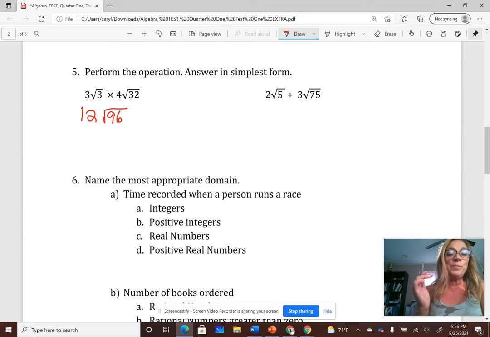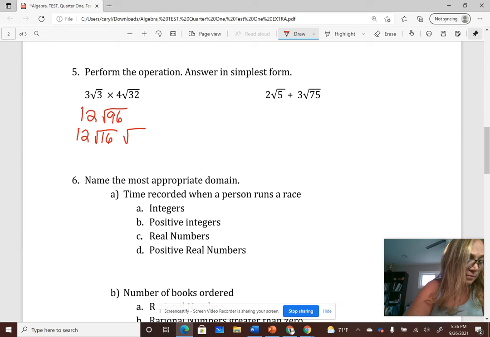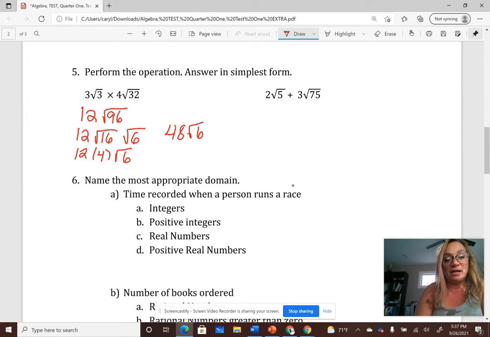Okay, so now I'm looking for a perfect square that 96 is part of, and I'm going to go with 16. So I've got 12 from the coefficient, and then 96 divided by 16, I believe, is 6. It is 6. Okay, so I chose the 16 because the 16 is a perfect square, and it simplifies to the whole number 4. And then 12 times 4 is 48, so final answer, 48 radical 6.